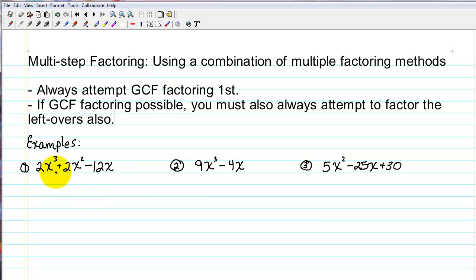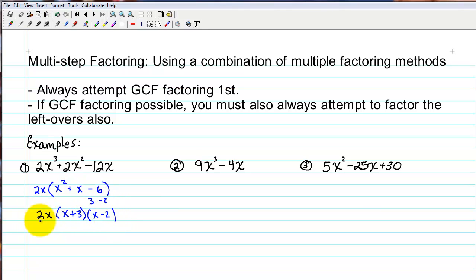So if we look at this, we can do GCF factoring here. We can factor out a 2 and an x. And my leftovers here, I'm left with x squared. Here I'm left with x. And here I'm left with negative 6. Now we need to look at our leftovers. Now that's a trinomial with a equals 1. So we need to say, can we find a pair of numbers that multiply to be negative 6 and add to be 3? And that would be 3 and negative 2. So we can factor our leftovers as x plus 3 and x minus 2.